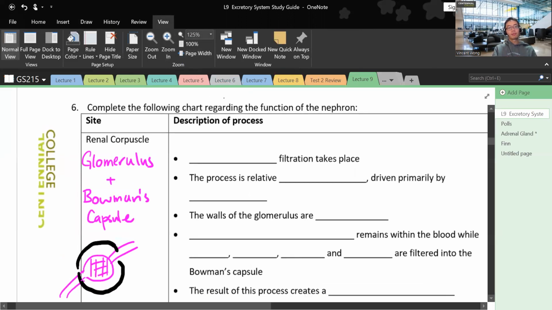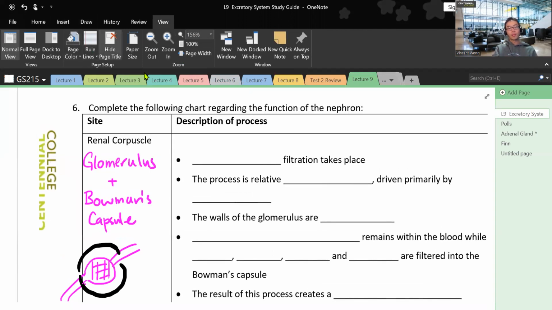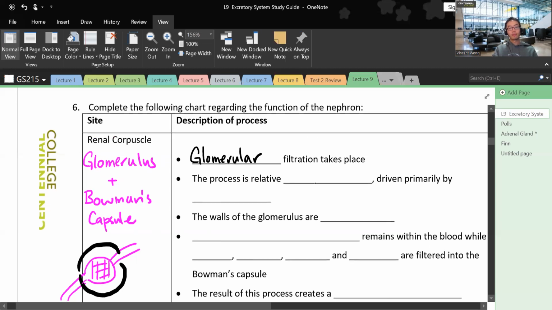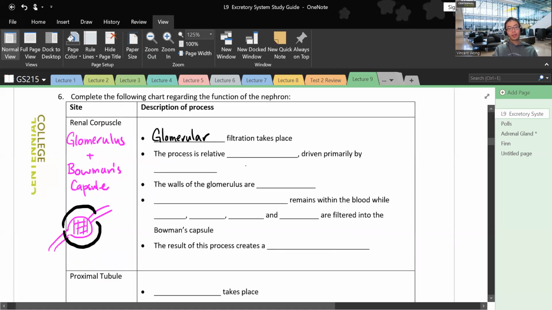So what happens in the renal corpuscle? What we have is called the glomerular filtration. Okay, so as I tried to tell you earlier, the process is relatively non-selective. It is driven primarily by blood pressure.